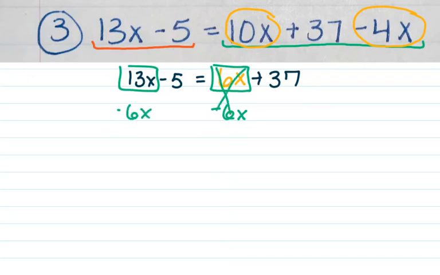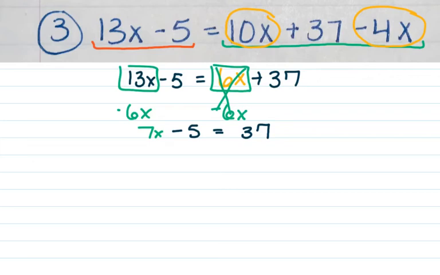So 6 minus 6 is 0. 13 minus 6 is 7x. So I get 7x. I need to bring everything else down. Minus 5. On the other side, I have 37.